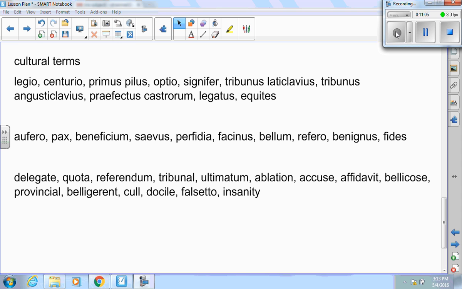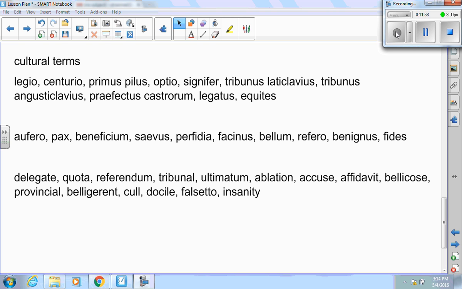Cultural terms. A legio is a unit of soldiers, about 5,000 men, it's a legion. Centurio is a leader of a century. Primus pilus is a senior centurion of the legion. The optio assisted the leader of the century, which was the centurio. Signifer is a standard bearer. He's the guy that held the flag up high and ran through the middle of a war and got shot up holding up his flag.